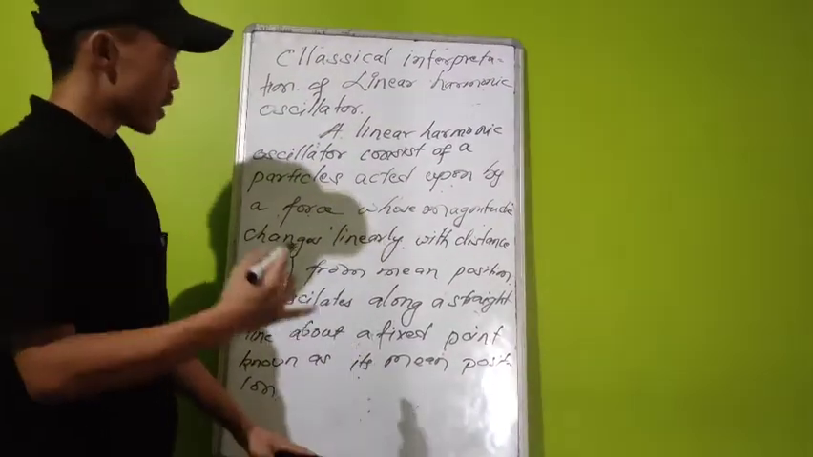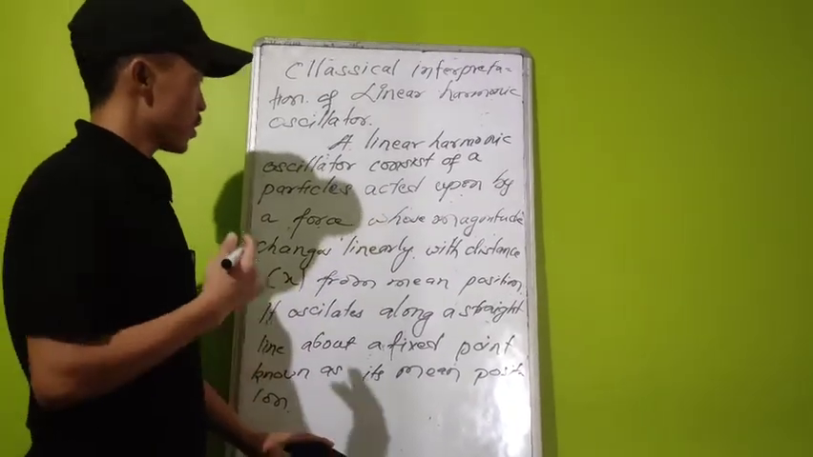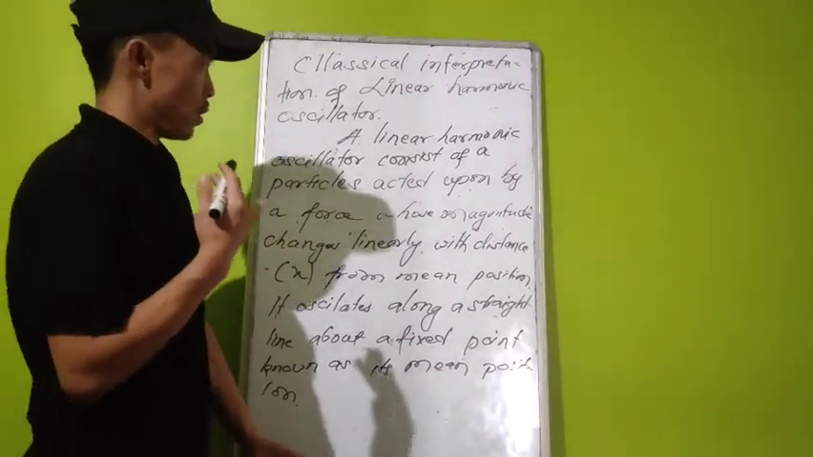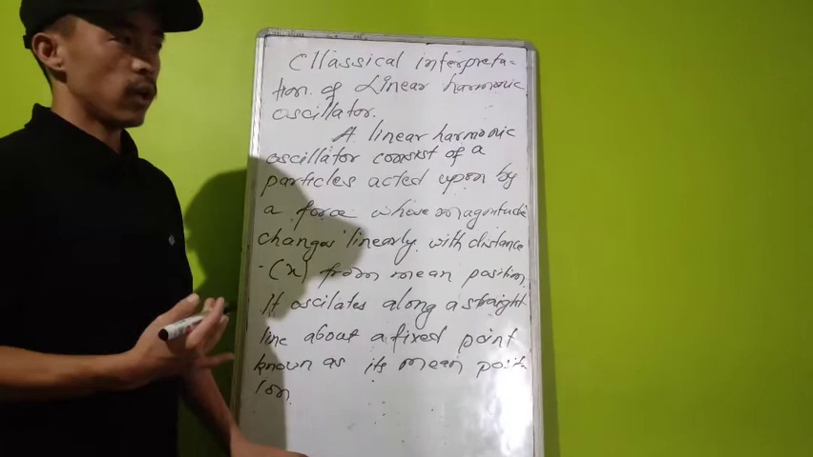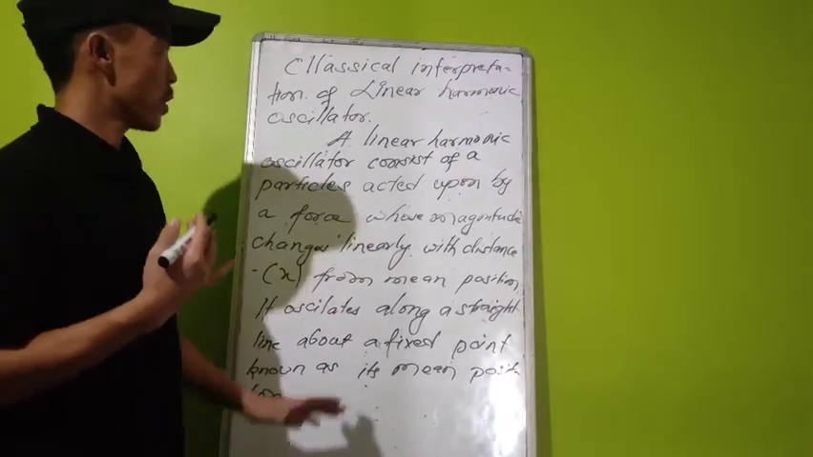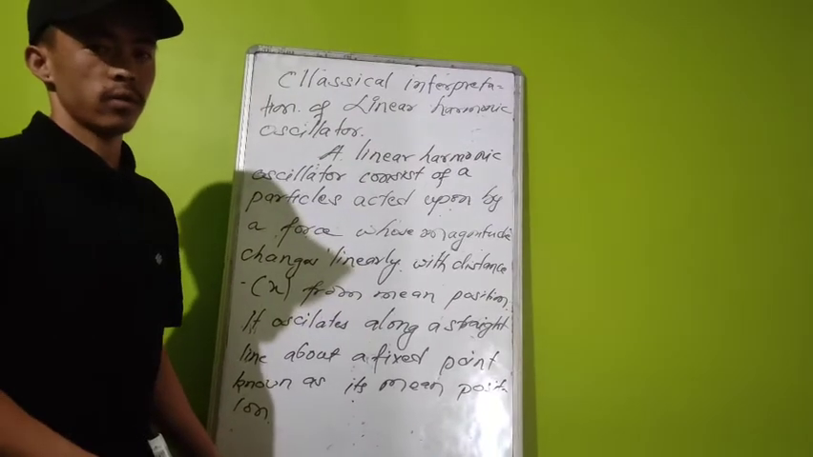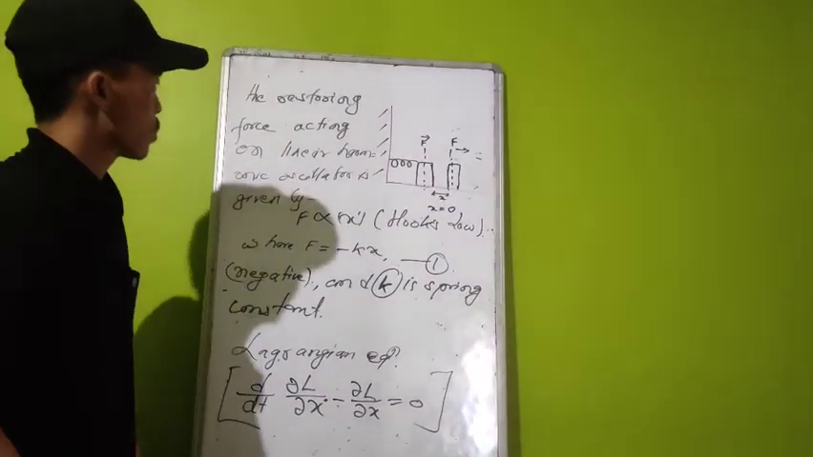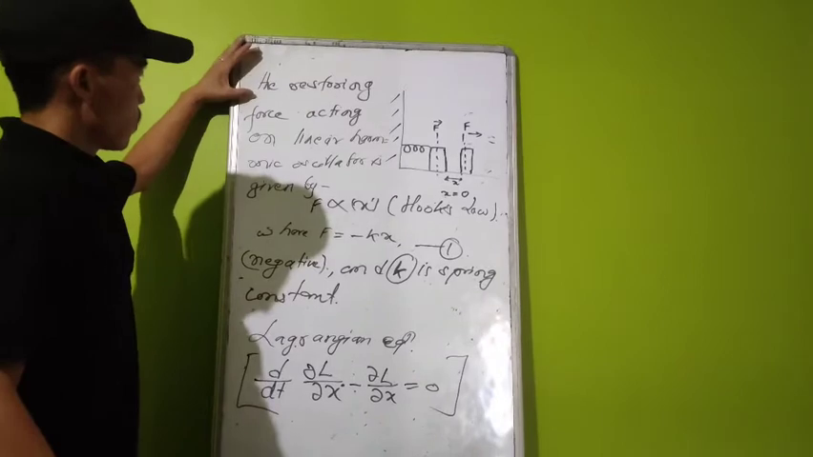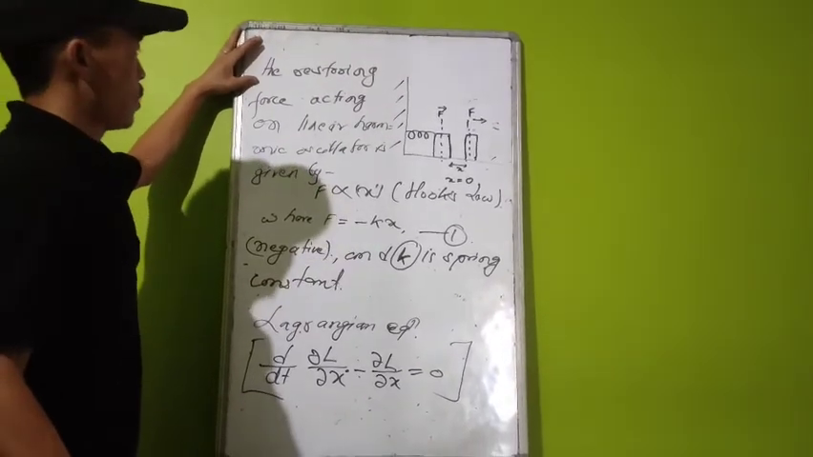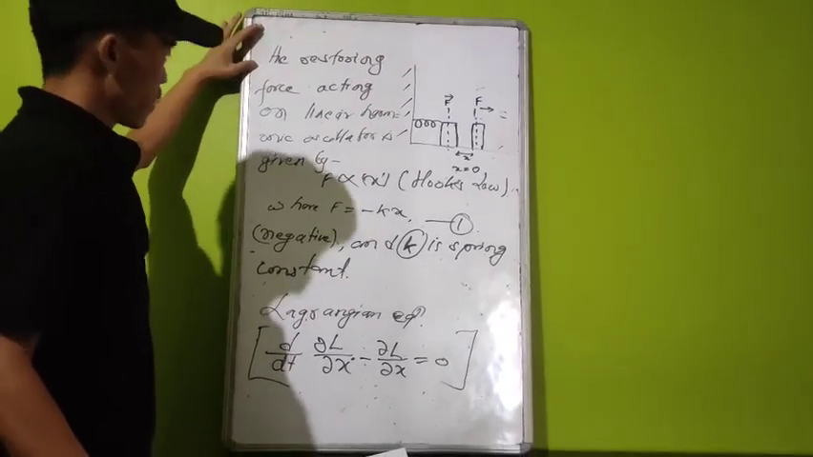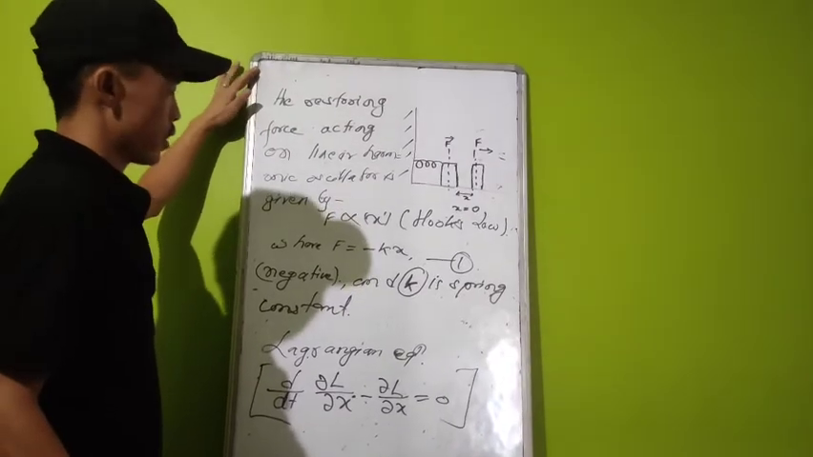Now in the next session I'll be deriving the equation using the Lagrangian equation for the classical interpretation of the linear harmonic oscillator. In the last session, we were talking about the definition of the linear harmonic oscillator.